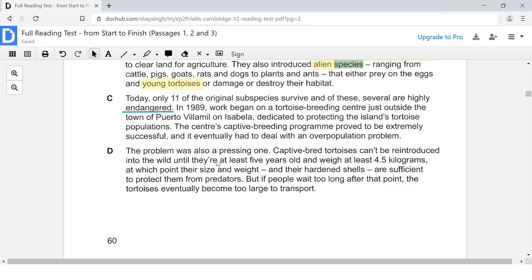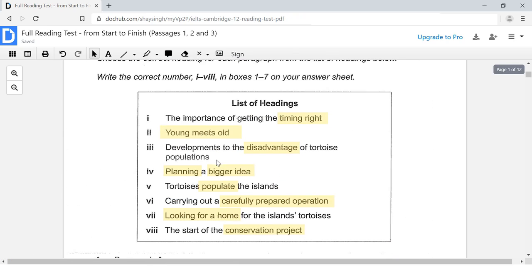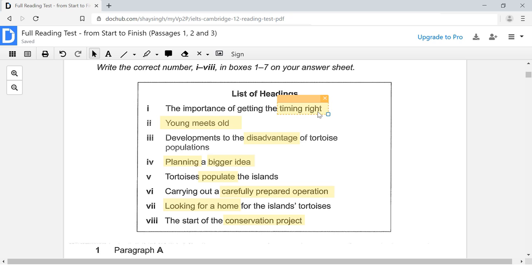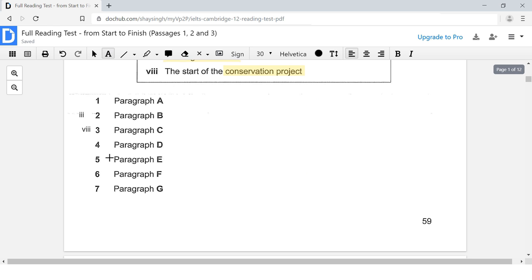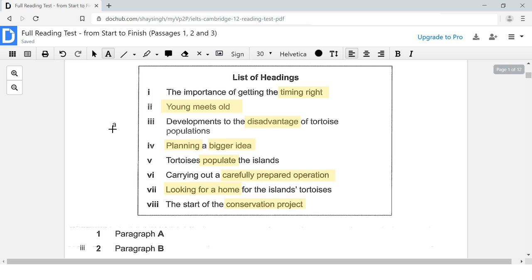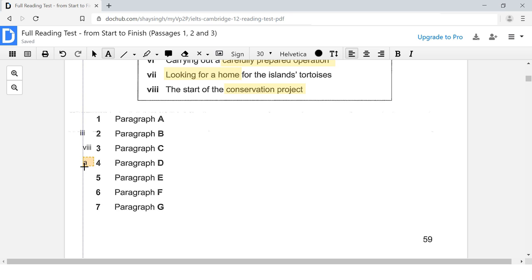Okay, timing is very important, and it talks about that over here, the importance of getting the timing right. The timing includes allowing enough time for them to reach the correct age, the correct size, so that they can have the time to grow their shells, for their shells to become hardened, so that predators cannot prey upon them, cannot hunt them. So the correct answer choice number 1 is going to belong to question number 4.